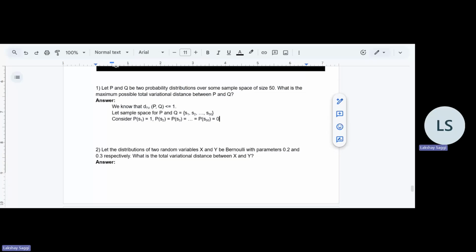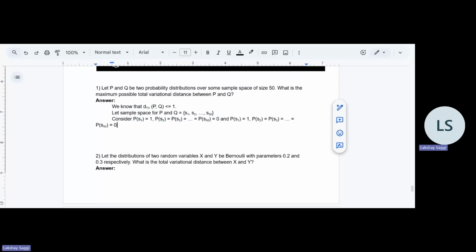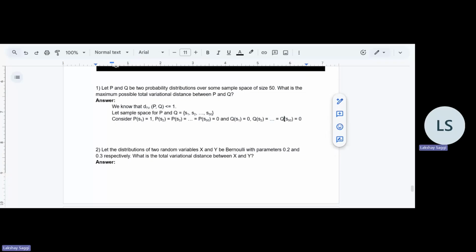And what do we take Q? So essentially, what's the total variation distance? We need to essentially make P and Q as disjoint as possible, and that's when their total variation distance will be the largest. So to make Q as disjoint as possible from P, now Q of S1, let's say we take 0, and Q of S2 dot dot dot, Q of S.